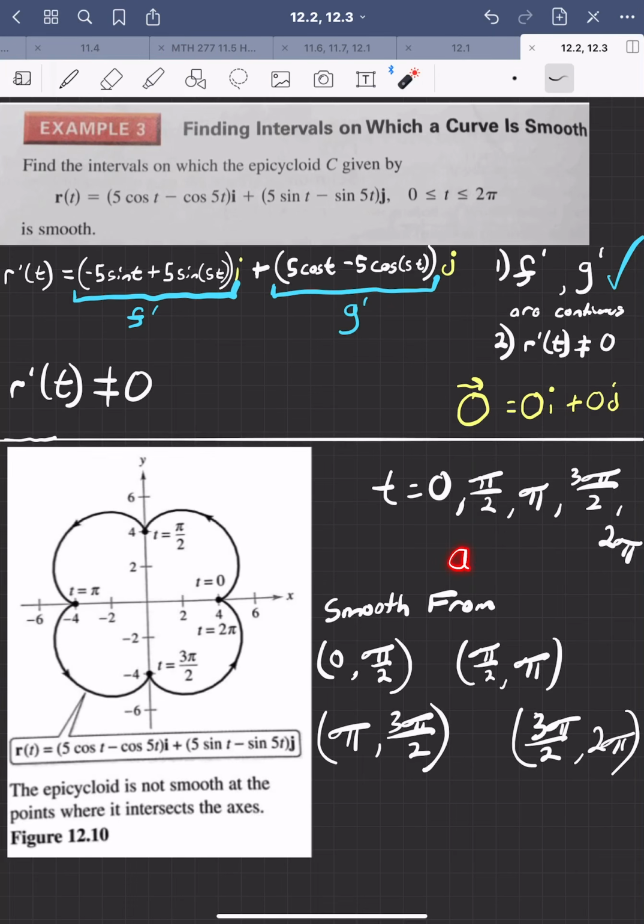It's smooth on all of these intervals, but just like in conversation, we use words like and, or phrases like that, to join statements, right? We need to join these statements. This is a statement, this is a statement, this is a statement. You need to join them. And we would do that by using this notation U, and this means union.